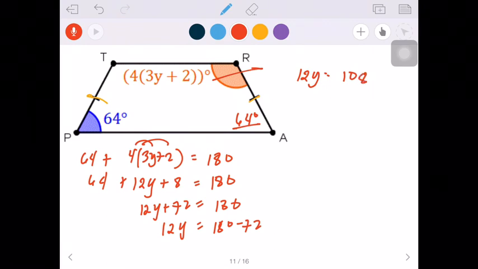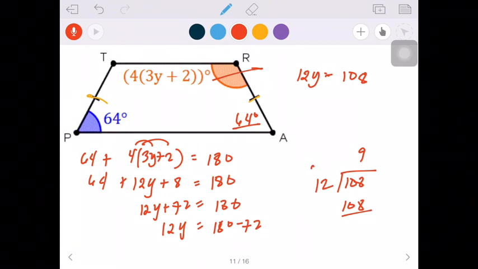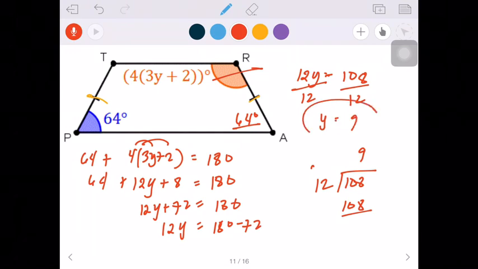Is that even divisible by 12? Let's see. So 108 divided by 12. So what do we need to multiply to 12 for 100 to be closer to 108? Okay, let's try maybe 9. So 12 times 9, this is 18, carry 1, and that's 108. So dividing this by 12, we have y equals 9. But that's just the value of y.